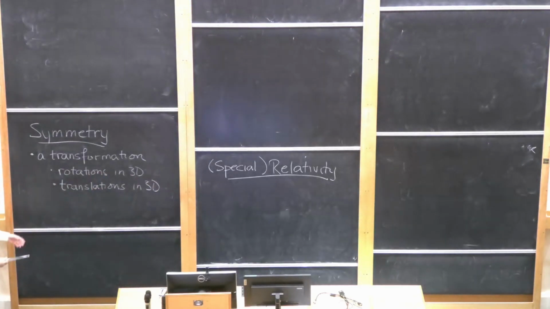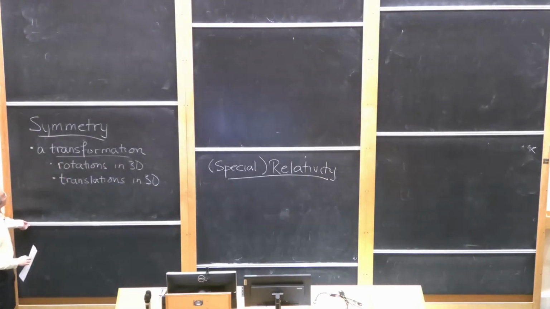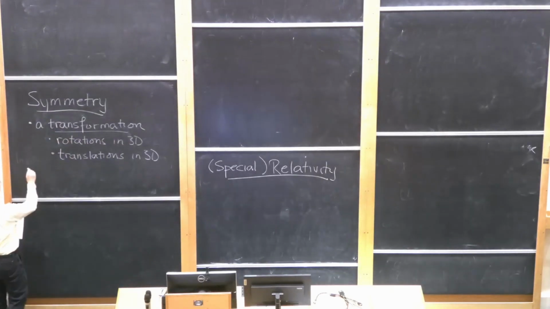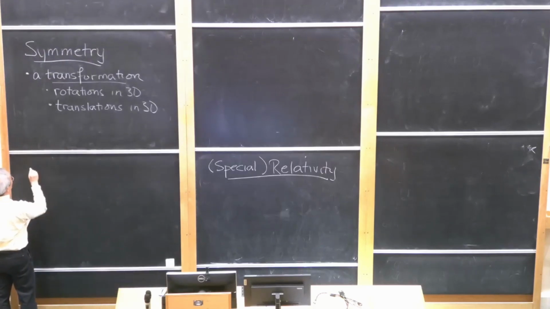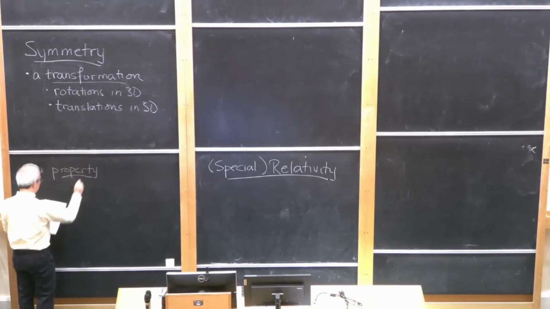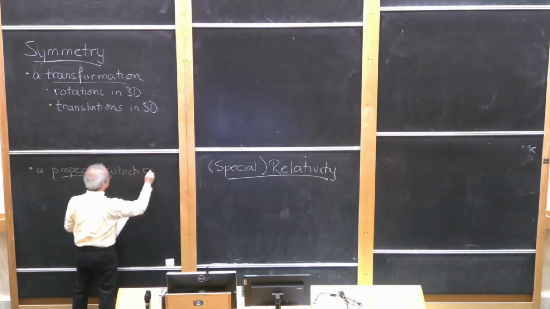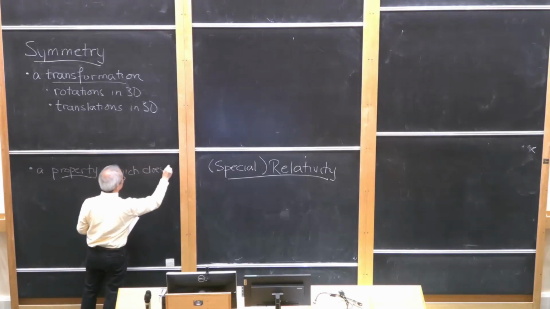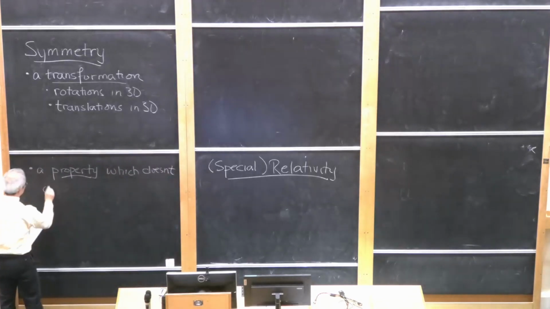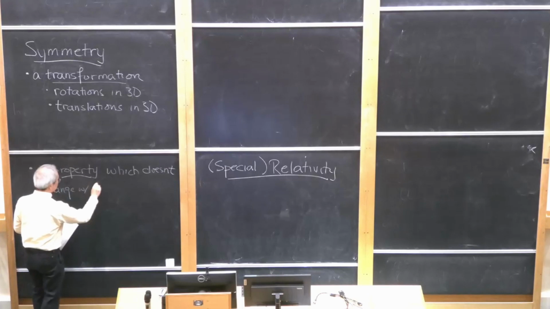So that's one element. But not the only element, because that's just the transformation. The second element is the fact that you have a property which doesn't change with the transformation.